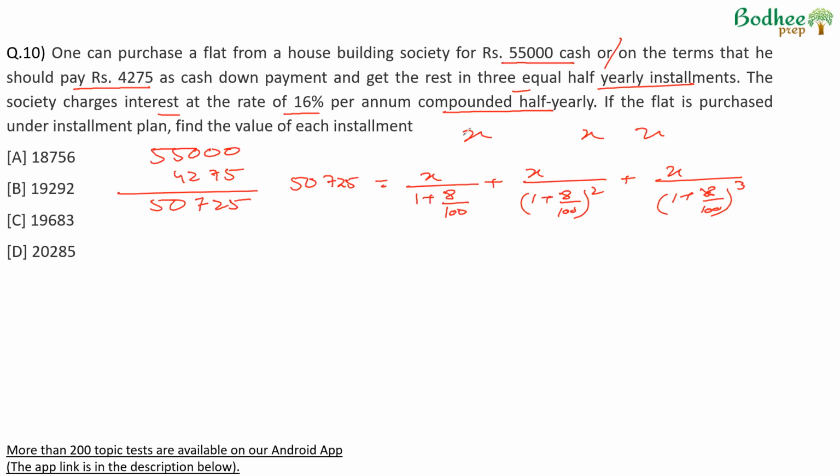Again the formula for installment. So this can be written as 2 by 25, 2 by 25, 2 by 25. So basically, this is nothing but 50725 is equal to 1 plus 2 by 25, which will be 27 by 25. So 25x upon 27 plus 25 square upon 27 square into x plus 25 cube upon 27 cube into x.